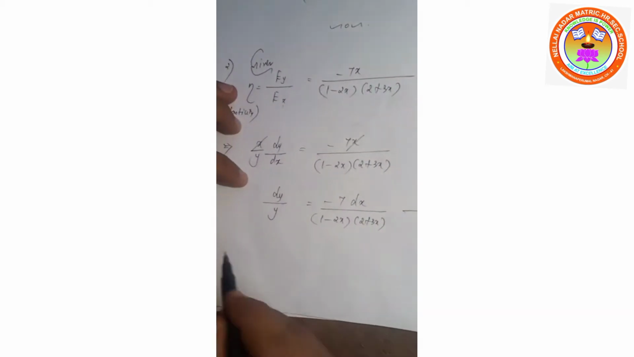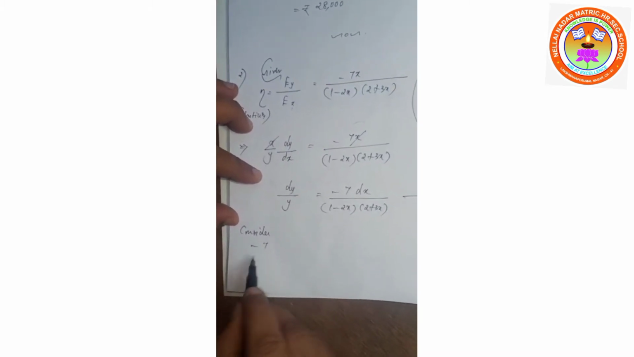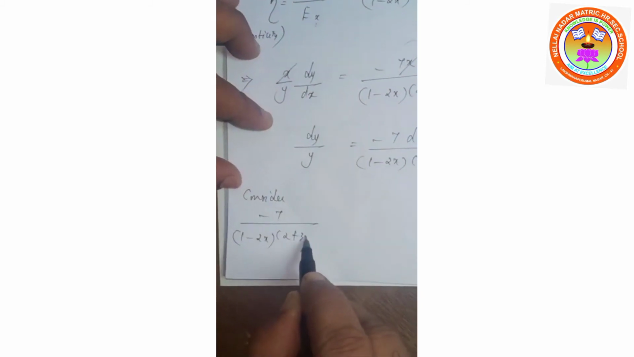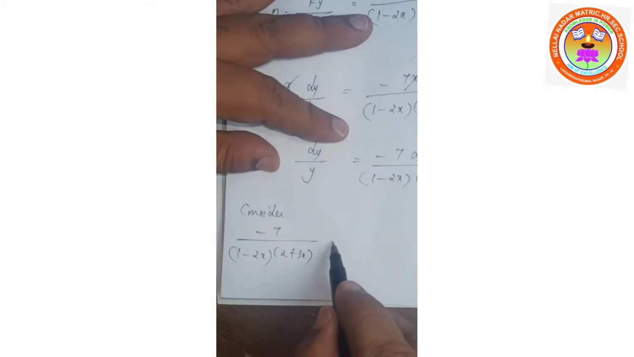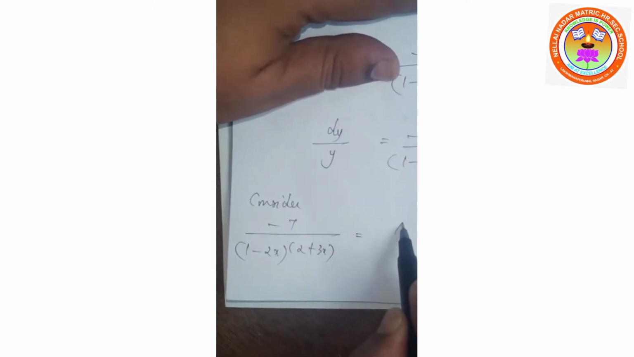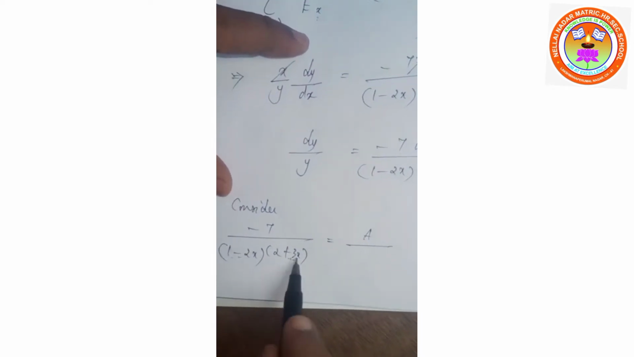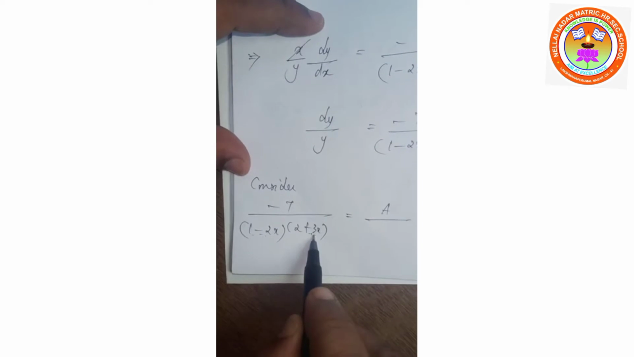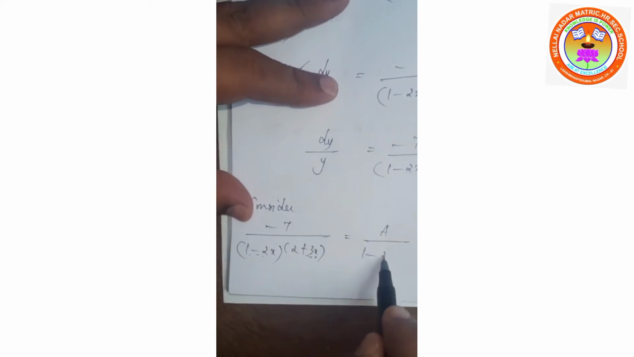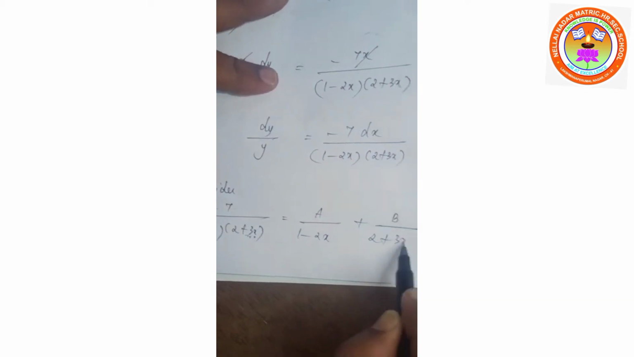Consider this expression: minus 7 divided by (1 minus 2x) into (2 plus 3x). That is equal to a partial fraction. Look at that denominator, two different factors. One is 1 minus 2x, another one is 2 plus 3x. Both are linear only, two different. So a divided by the first factor 1 minus 2x, plus b divided by the second one 2 plus 3x.